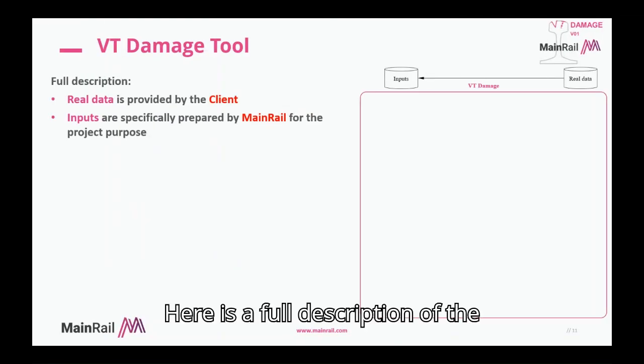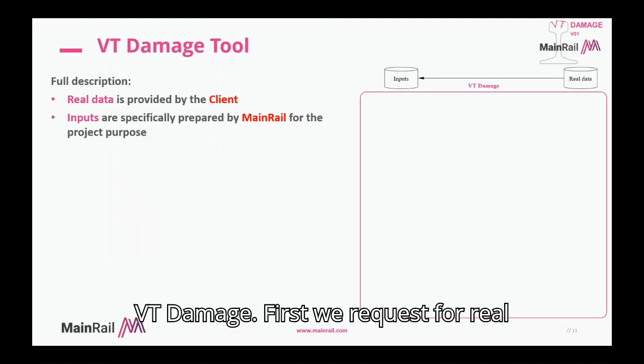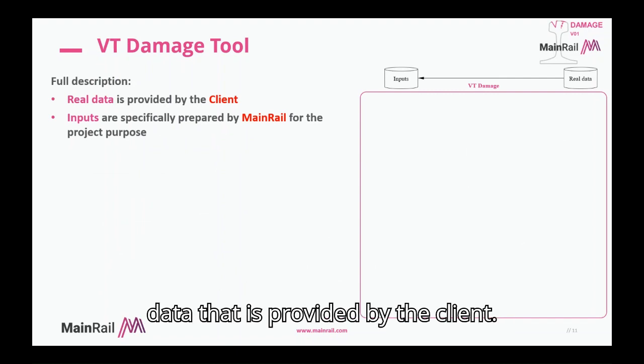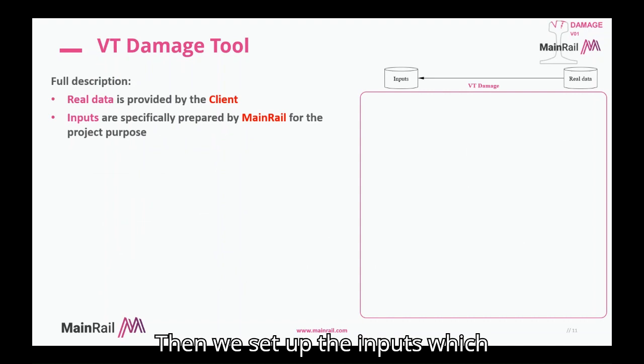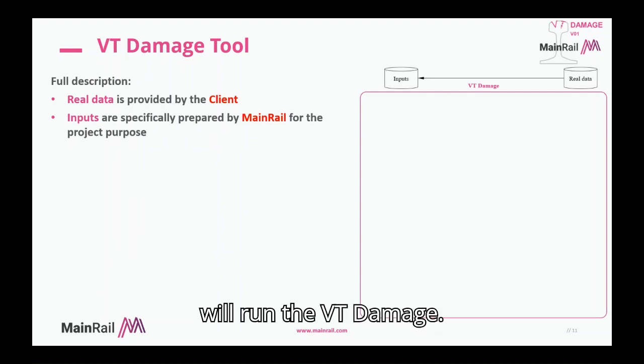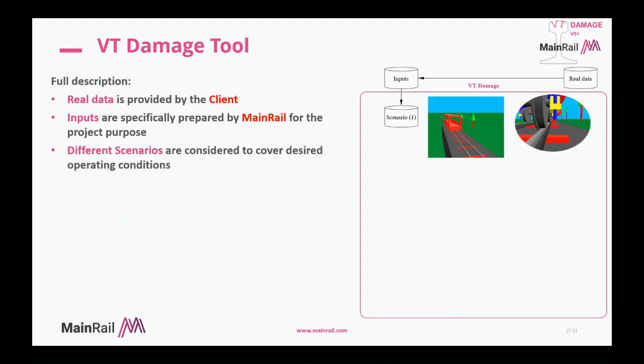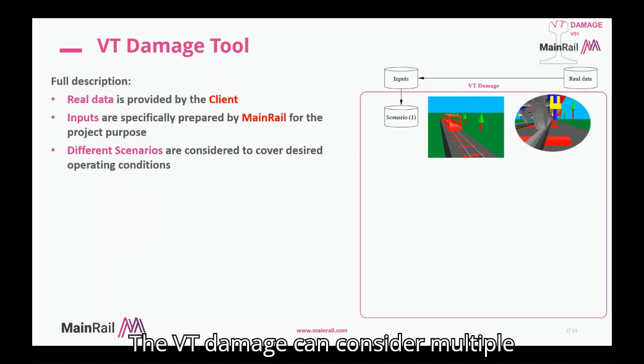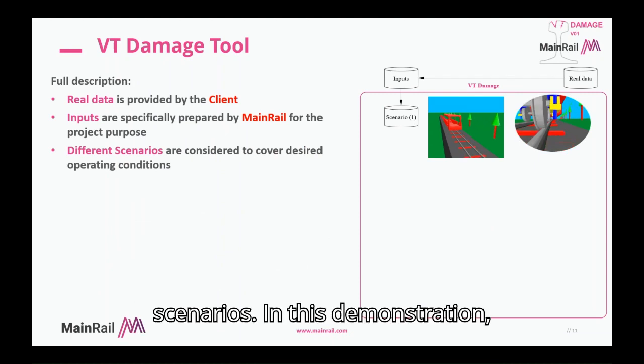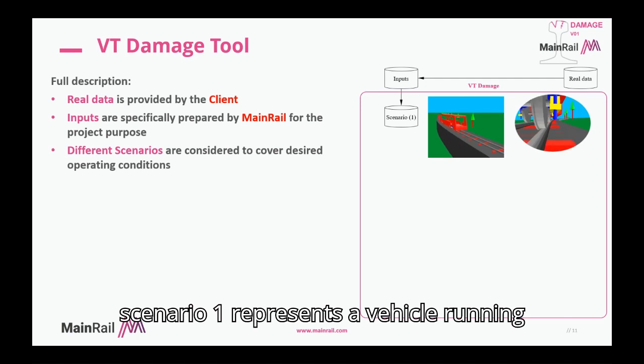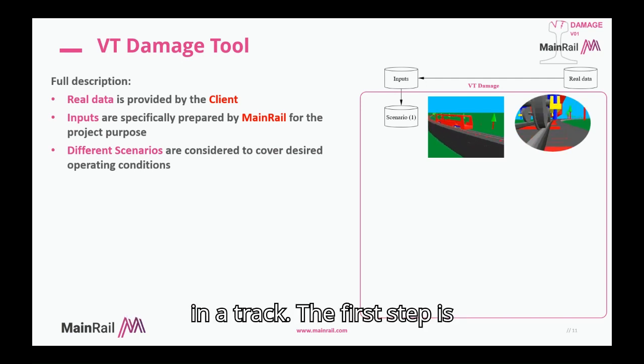Here is a full description of the VT damage. First, we request for real data that is provided by the client. Then we set up the inputs which will run the VT damage. The VT damage can consider multiple scenarios. In this demonstration, scenario 1 represents a vehicle running in a track.